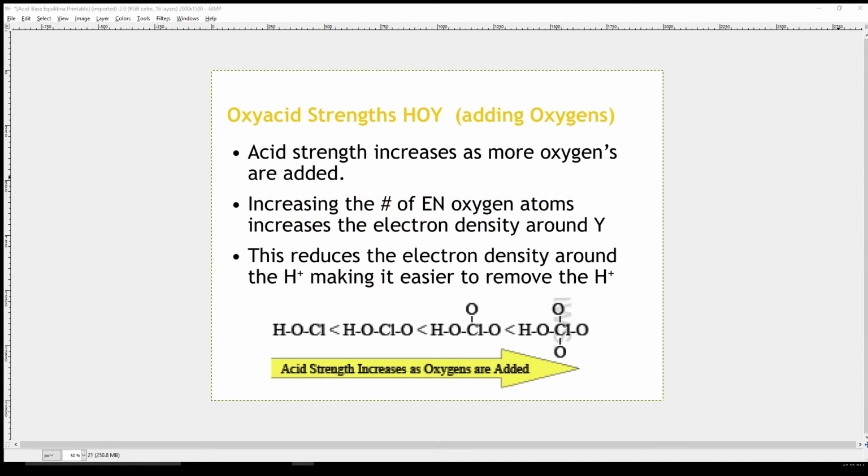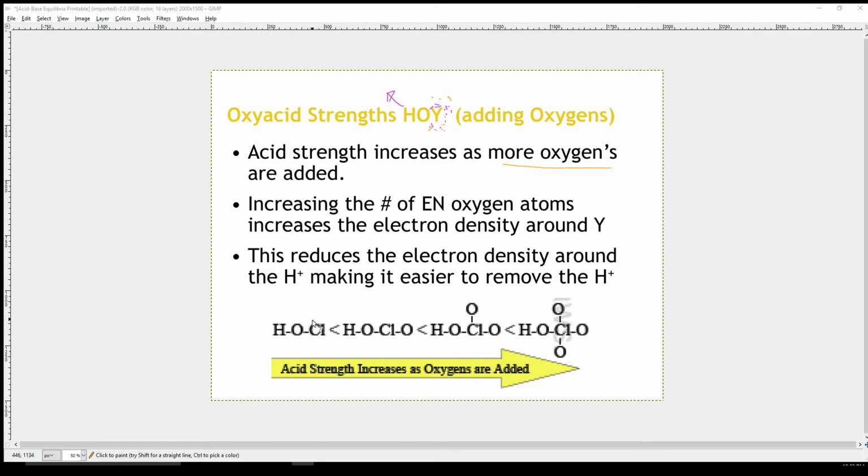Okay, well, what if you have an oxyacid again, HOY, but this time we're going to increase the number of oxygens you have. Your acid strength will increase as more oxygens are added. By doing that, you are increasing the number of electronegative oxygen atoms, which again increases the electron density around Y. So we're pulling all the electrons over here around Y. The more that we have them around Y, the less they are around H, which allows us to go boop, hydrogen's gone.